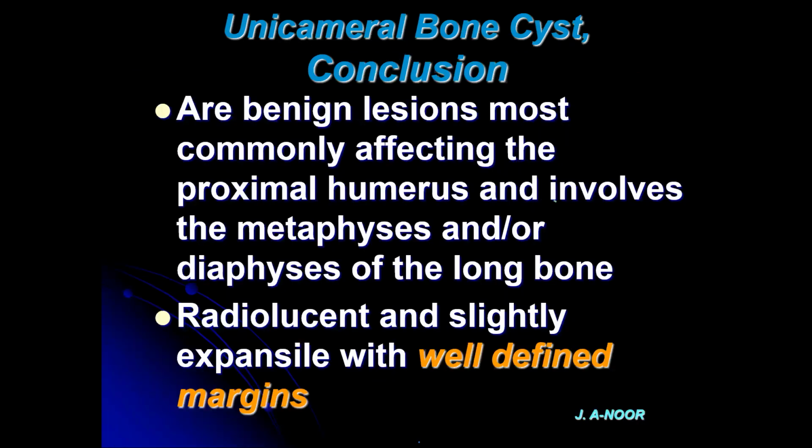So, in conclusion, unicameral bone cysts are benign lesions. They most commonly affect the proximal humerus and involve the metaphysis and diaphysis of long bones. I have seen it in the proximal end of the femur. In this case, we have to protect them from weight bearing. I used to infiltrate them and put them in a hip spica. Why? Because I would be afraid of an insufficiency fracture.